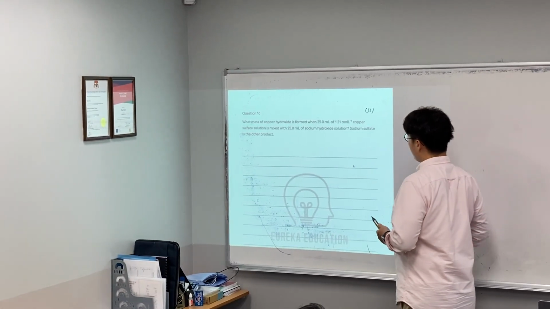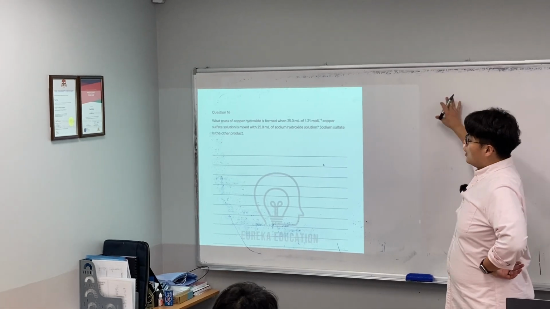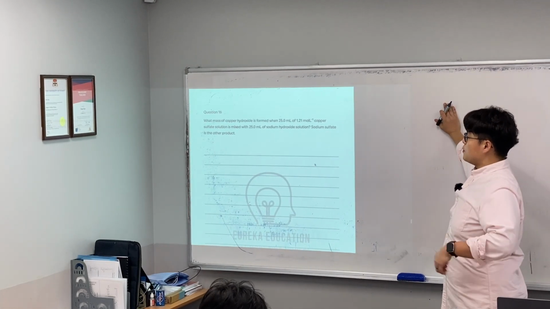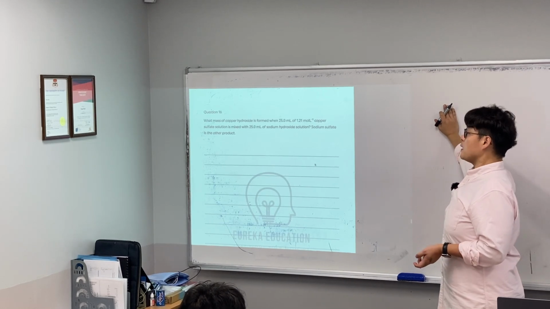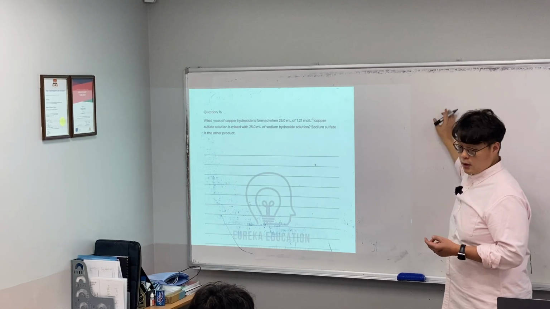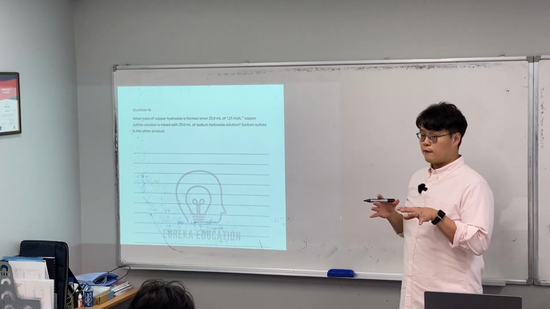Okay, let's start with this. Writing down the chemical formulas. What mass of the copper hydroxide is formed when 25 mL of the 1.21 molar copper sulfate solution is mixed with 25 mL of the sodium hydroxide solution? The first thing we have to do is write down all the chemical formulas.